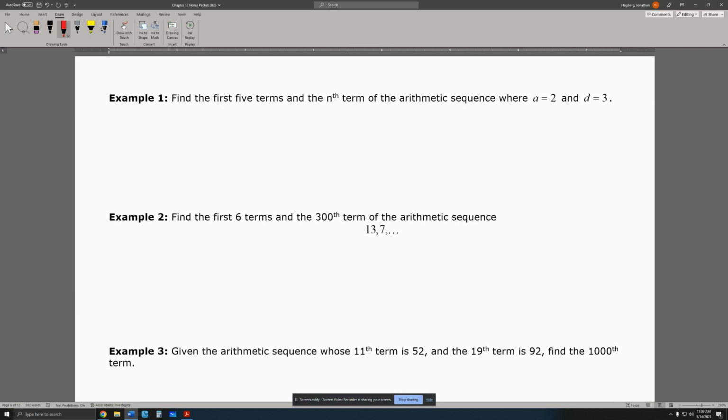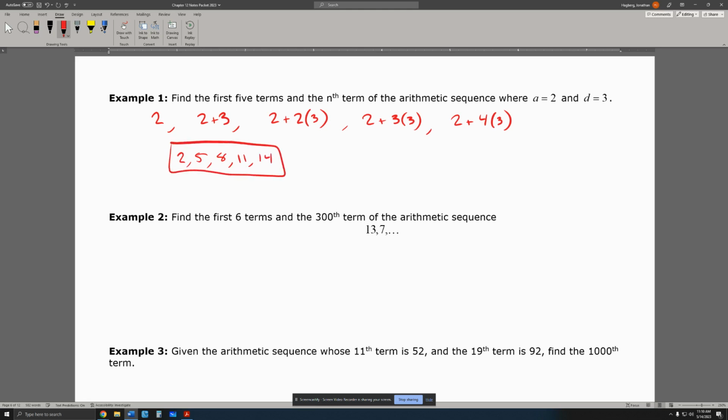Example 1, find the first 5 terms and the nth term of an arithmetic sequence where a equals 2 and d equals 3. Okay, so I know that an arithmetic sequence is in the form a plus d, so 2 plus 3, a plus 2d, so 2 plus 2 times 3, and then 2 plus 3 times 3, I should say, and then 2 plus 4 times 3. And we could keep going, but this gives us our first 5 terms, okay? So our first 5 terms are 2, 5, 8, 11, and 14.